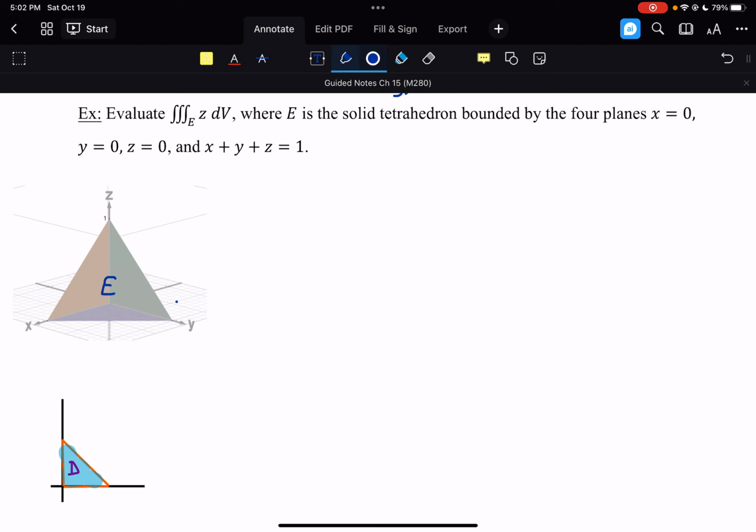So this green one over here, that's going to be x equals 0. This orange one is y equals 0. This purple one down here is z equals 0. And this top one, this gray one, kind of hovering over everything, that is this plane, which I can go ahead and solve. That's z equals 1 minus x minus y. Like that.